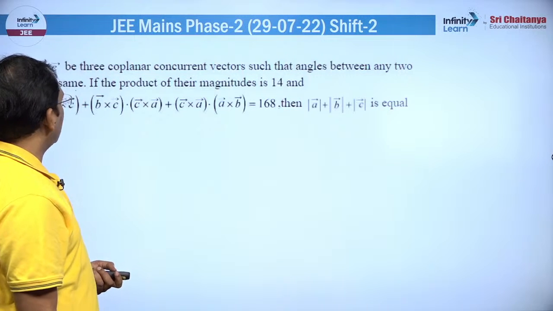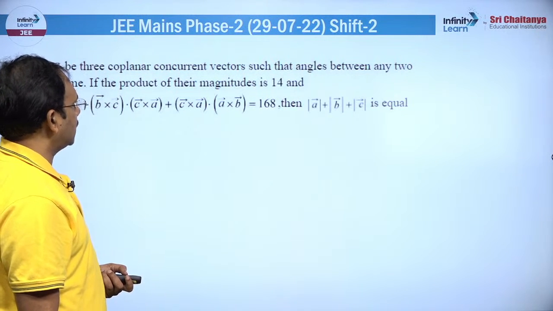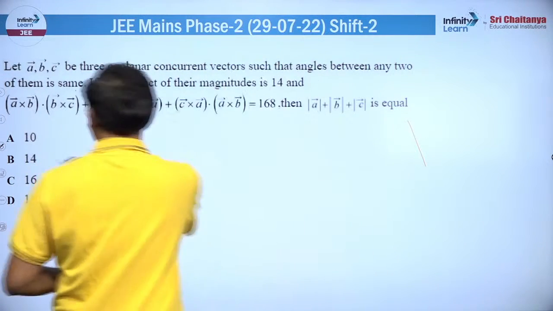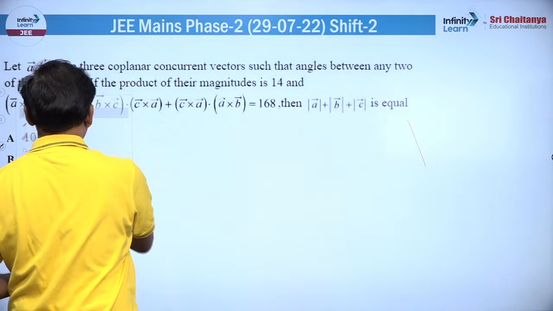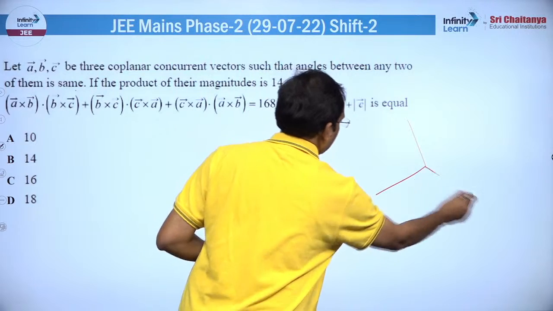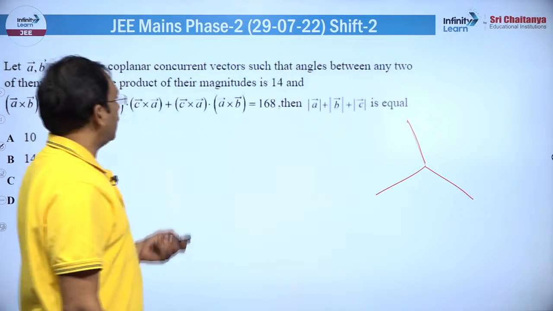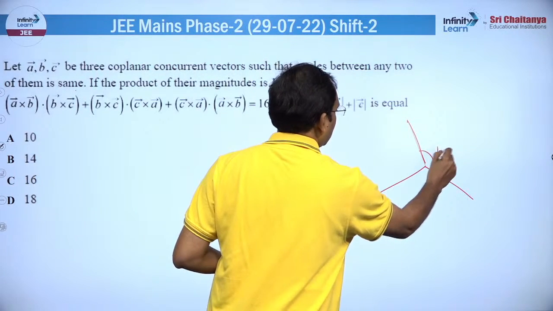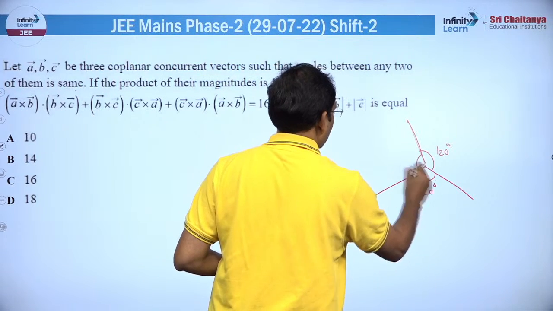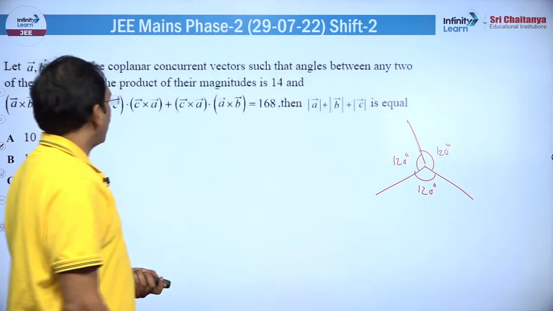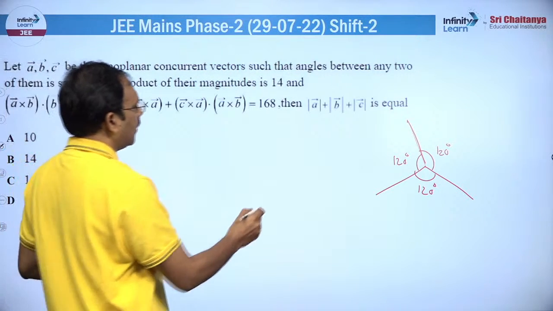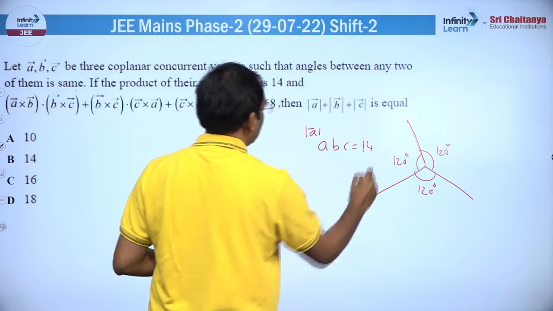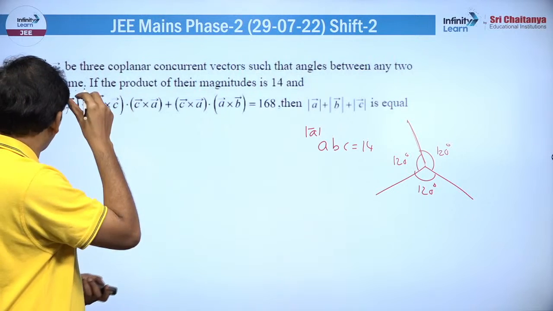A bar, B bar, C bar are coplanar concurrent vectors such that the angles between any 2 of them is the same. That means they must be like 3 vectors like this, okay. The angle between any 2 of them is same, means obviously it must be 120 degrees each, right. Coplanar, he said, fine. And the product of their magnitudes is, suppose A bar, B bar, C bar magnitudes, let me say A, B, C, is 14 he has given, and he is asking us to find this product.